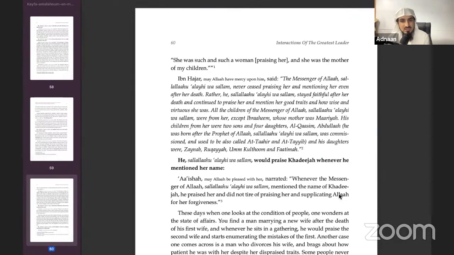His children from her, meaning Khadija radiallahu anha, were 2 sons and 4 daughters. Al-Qasim, and Abdullah, who was born after the Prophet of Allah sallallahu alaihi wasallam was commissioned and used to be called At-Tahir and At-Tayyib. And his daughters were Zainab, Ruqayyah, Kulthum, and Fatima radiallahu anha.